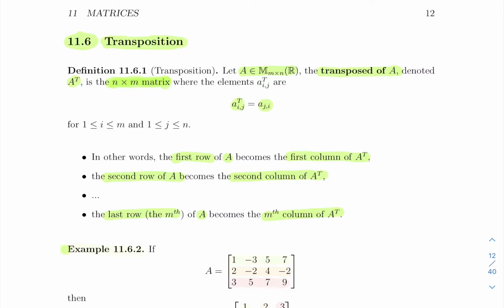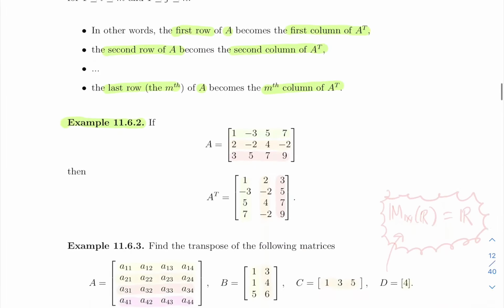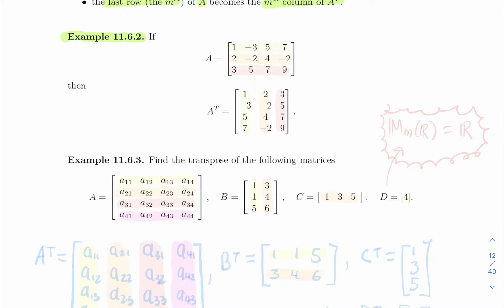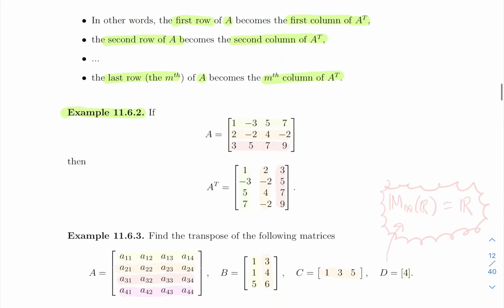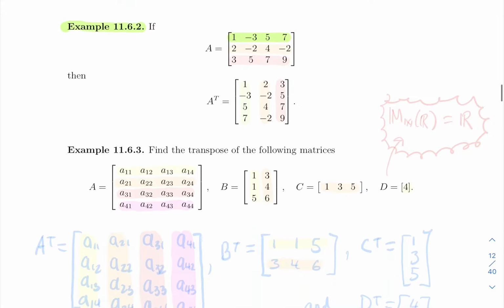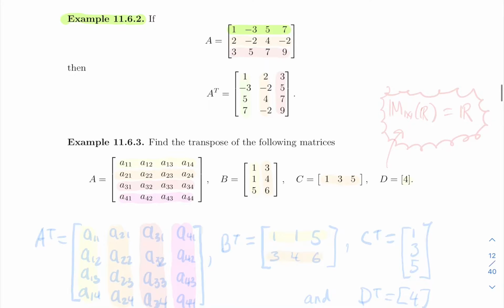So first example here, we have the matrix A, and I'm just going to circle my rows. So the first row is 1, minus 3, 7. The second row is 2, minus 2, 4, and minus 2. Let's use different colors here since we have nothing else to do. Second row in orange, and then the last row, I'll do it in red. So 3, 5, 7, and 9.